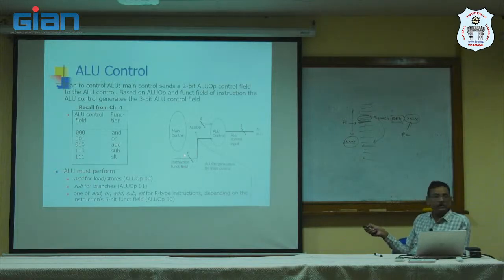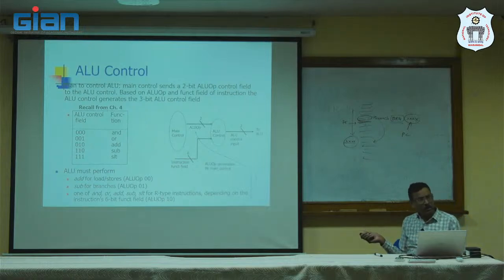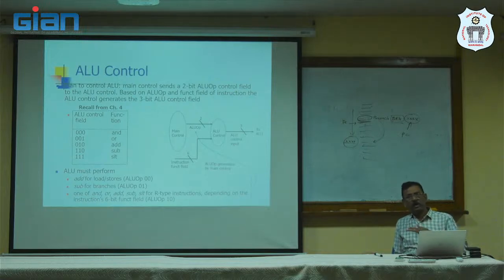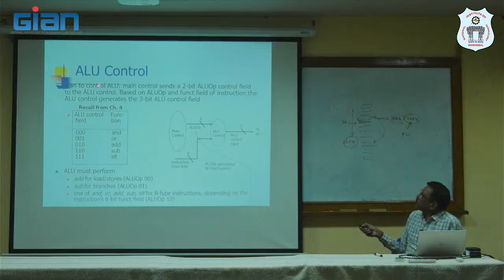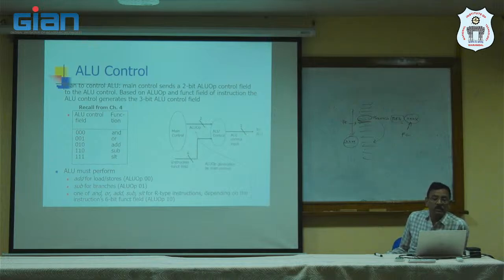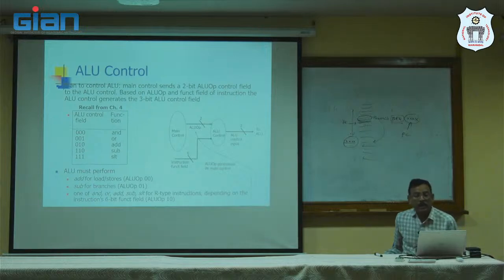That functional field is 6 bits, the instruction functional field. Functional field, what type of operation? Addition operation, because you have classified the instructions as I format, R format, J format. For example, if it is I format, it is a load instruction or store instruction. Similarly, if it is R format, addition or subtraction or AND operation, that will be decided by this functional field. So what is the main controller input? The main controller plan to control the ALU: the main control sends a 2-bit ALU OP control field to the ALU control based on ALU OP. So what is the main control input?